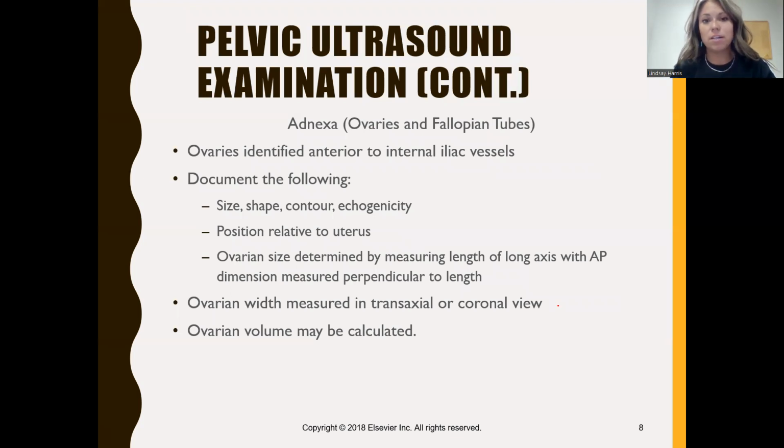Next, we're going to look at the ovaries. We're going to document the size, shape, and contour, the position relative to the uterus, and the ovarian size, determined by measuring the length of the long axis with the AP dimension and the width. So for the ovary, we're going to measure the length of the ovary, the AP diameter of the ovary, and the width of the ovary, just like we did for the uterus. So you're going to do 3 measurements for each. When we do that, ovarian volume is calculated by the computer, so it can tell us if it's within range or too big or too small.